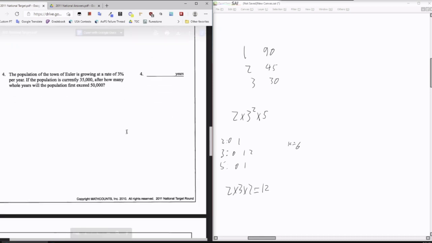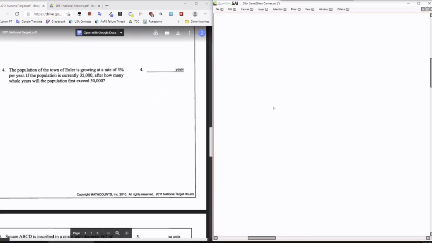Number 4, the population of the town of Euler. Sorry, Euler. That's how you say it, right? Sure. Yeah, it doesn't really matter, but yeah. It does matter. He's an important mathematician. Okay. Is growing at a rate of 3% per year. If the population is currently 35,000, after how many whole years will the population first exceed 50,000?